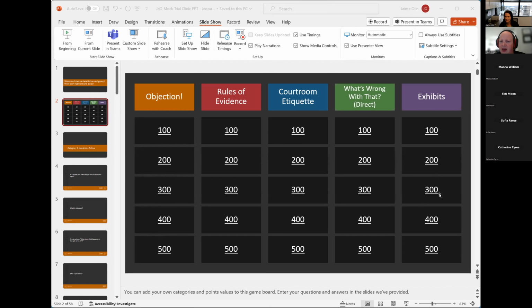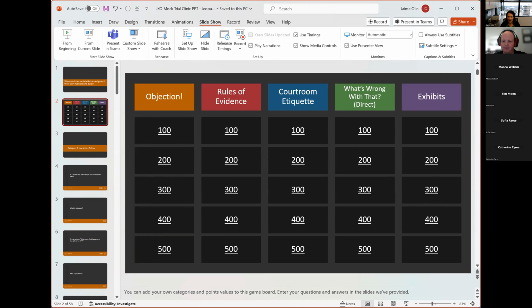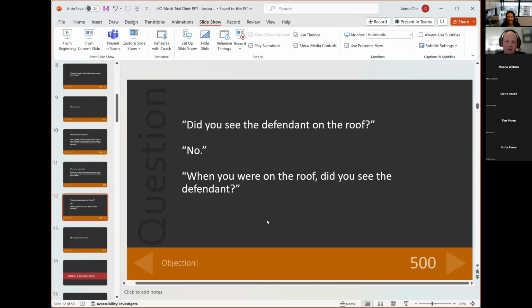Let's go with Claire Ansel. Okay, Claire, please choose a clue from the board. Objection 500. All right, we're going to start with 500. Did you see the defendant on the roof? Answer: no. When you were on the roof, did you see the defendant? Can you give us the proper objection to this line of questioning?